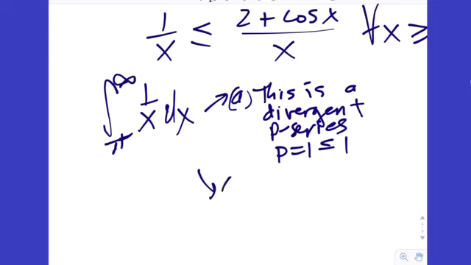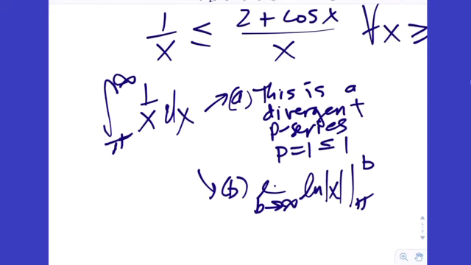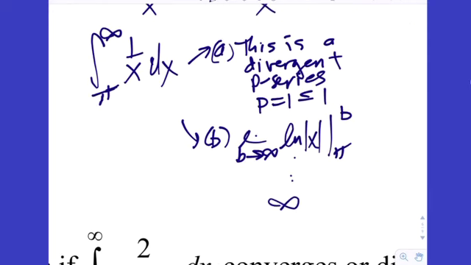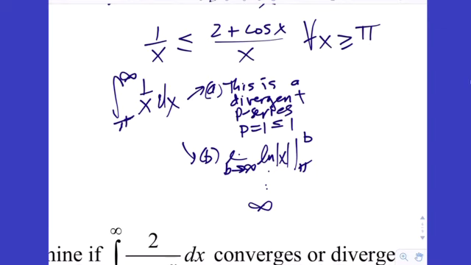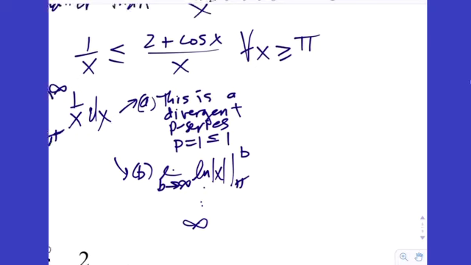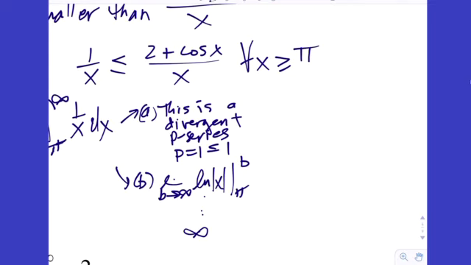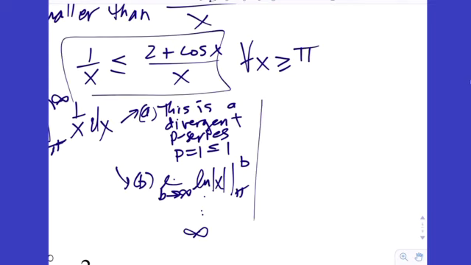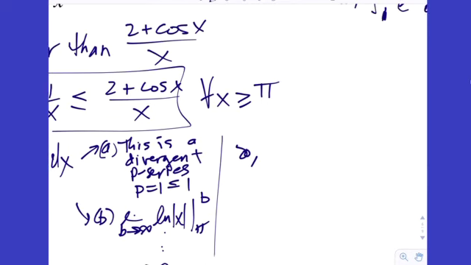Or B, you'd actually have to evaluate it, right? The antiderivative of 1 over x is the natural log of the absolute value of x. We'll take the limit right here as b goes to infinity, and we'll evaluate it from pi to b. Okay, and if you do that, you'll end up with infinity. So either way. And notice the part A, as kind of Devin inquired earlier, part A is more of a verbal argument with words. Part B is a mathematical argument. But once you show that diverges, now you've already showed the inequality, right? So you just go straight to the answer.